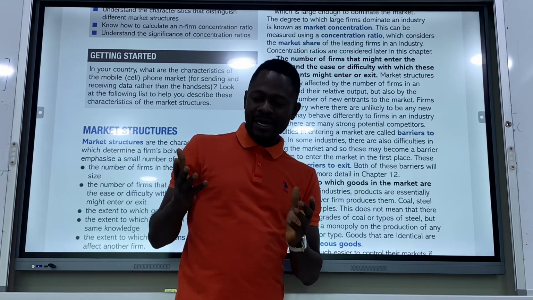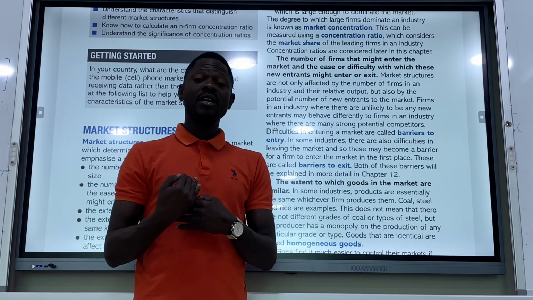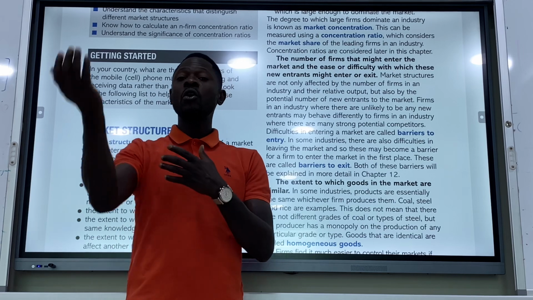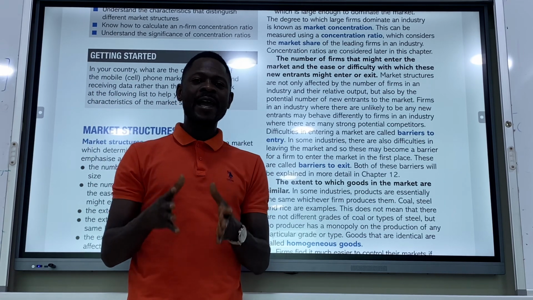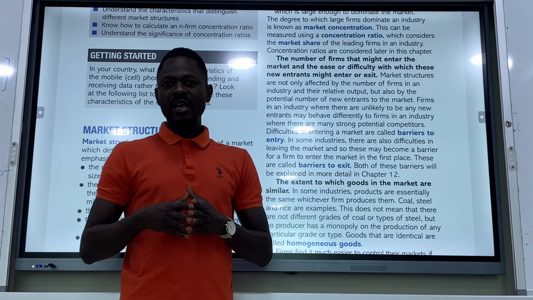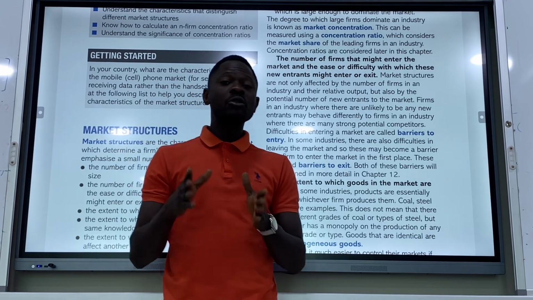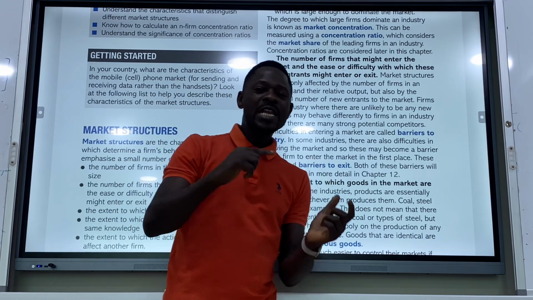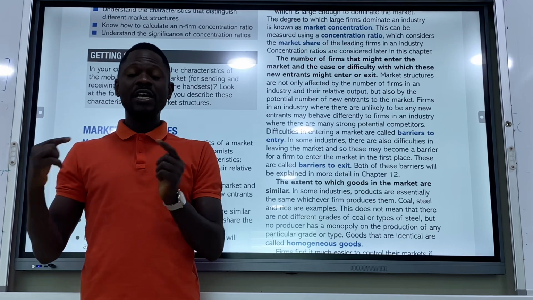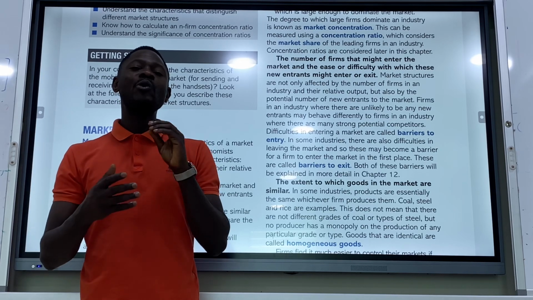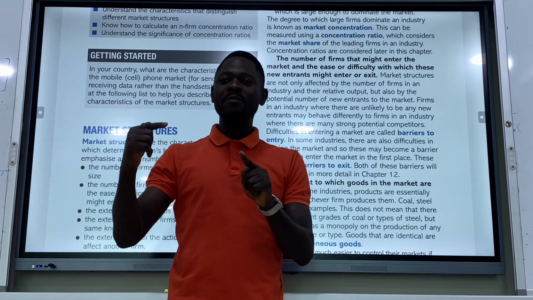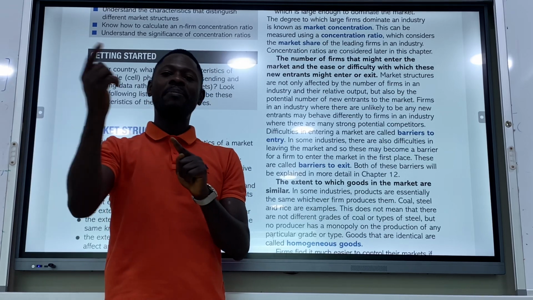New entrants, these are new businesses trying to come into the industry. If new businesses are unable to go into that industry, it means there are barriers to entry. And if it is also difficult for firms to leave the industry, these are what we call barriers to exit. So the barriers to exit might also bring about barriers to entry.